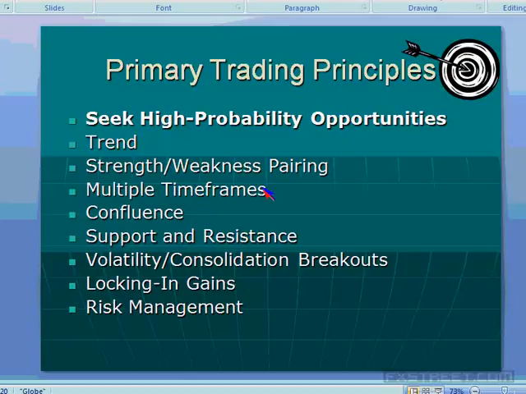Okay, so that's strength weakness pairing. Multiple time frames. Now I do a lot of multiple time frame trading, and one of the things that I've lately been doing is taking the multiple time frames and combining it with the strength weakness pairing. So I'll show you exactly how I do that in a second. And you can go to SFO magazine and take a look at my rationale for doing that. I have a whole article just based upon this.